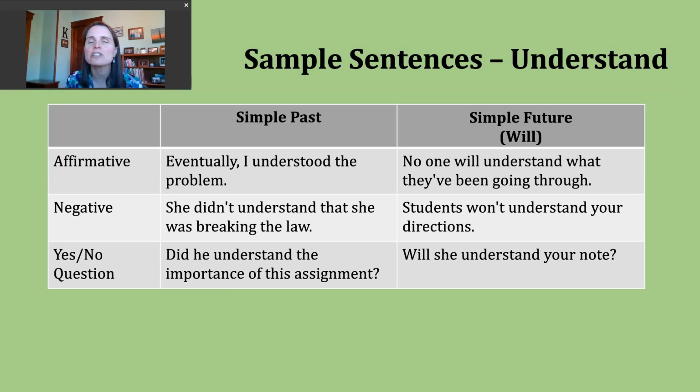Again, with my yes or no question, I'm not using the irregular form. Here's another example. Did he understand the importance of this assignment? That might go back to the second definition of our verb. So understanding the significance. Now let's move on and talk a little bit about the simple future.